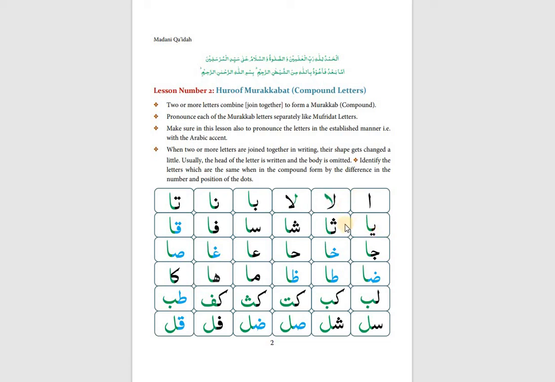Ya Alif, Sa Alif, Sheen Alif, Seen Alif. Sheen and Seen have the same shape, but this shape is without any dot and this shape has 3 dots. Fa Alif, Qaf Alif. Fa and Qaf have the same head. I already explained this. That's how we can identify this is Fa and this is Qaf.